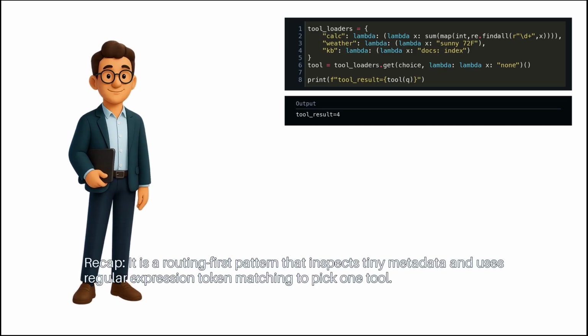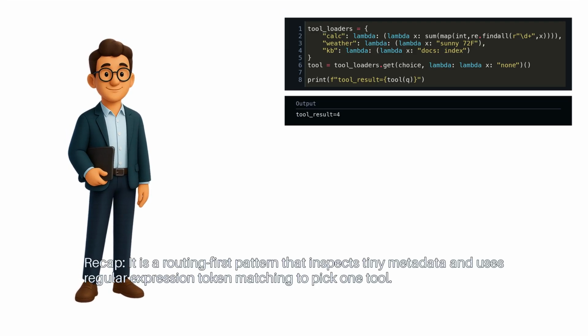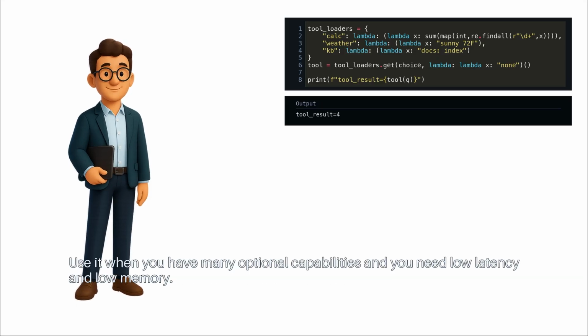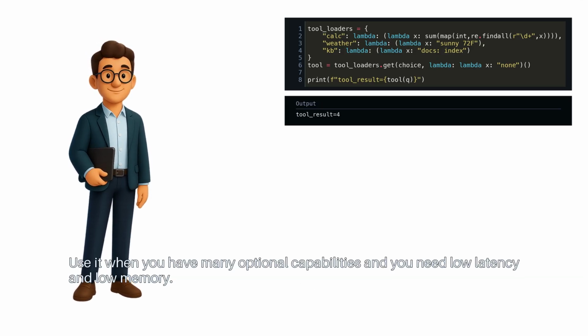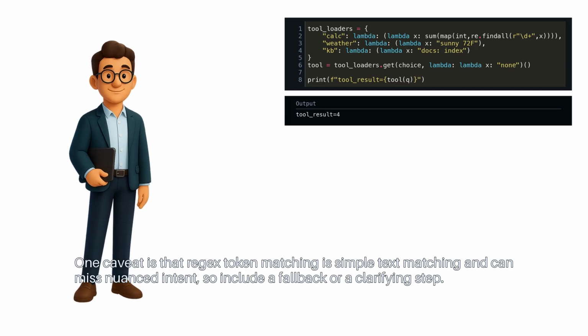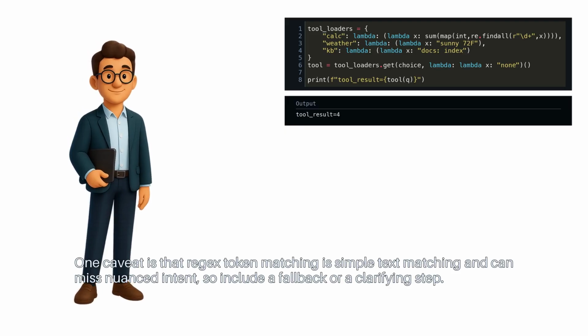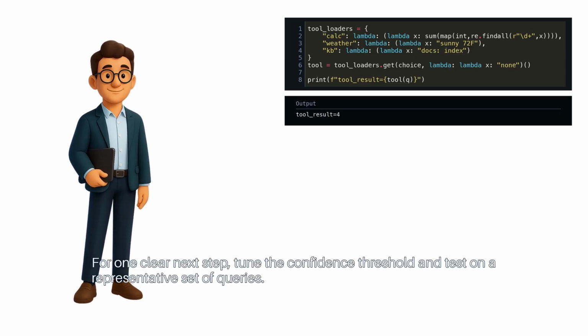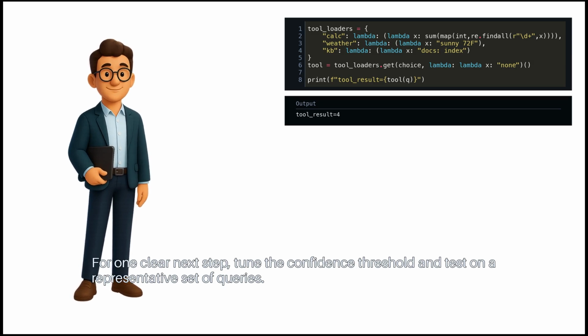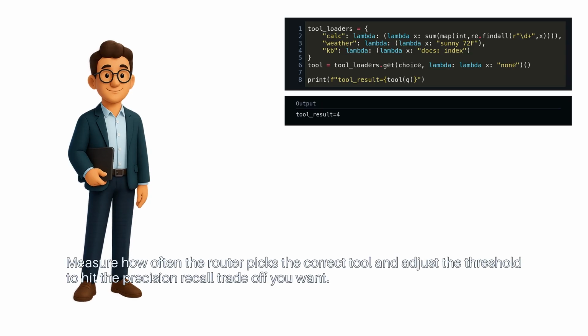Recap: it is a routing-first pattern that inspects tiny metadata and uses regular expression token matching to pick one tool. Use it when you have many optional capabilities and you need low latency and low memory. One caveat is that regex token matching is simple text matching and can miss nuanced intent. So include a fallback or a clarifying step. For one clear next step, tune the confidence threshold and test on a representative set of queries. Measure how often the router picks the correct tool and adjust the threshold to hit the precision-recall trade-off you want.